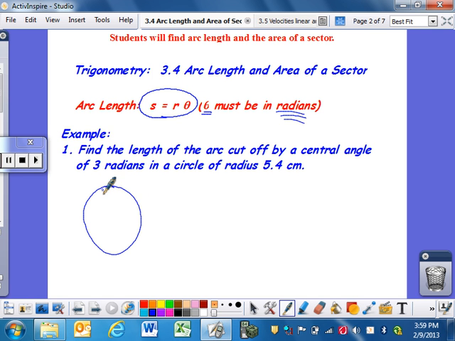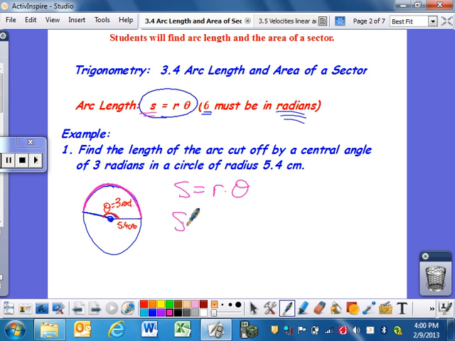So if I draw myself a circle, I know that that's the start of my circle. Here's the center. 3 radians, we should know by now, is just a sliver underneath pi, which is half of your circle. So I know that my theta, my central angle, is 3 radians. So that's this angle right here. And then my radius is 5.4 centimeters. Okay? And what I want to do is find the arc length. Arc length is simply just this part. Okay, so if I'm asking for arc, I need to find this formula. Arc length is the radius times your angle in radians.